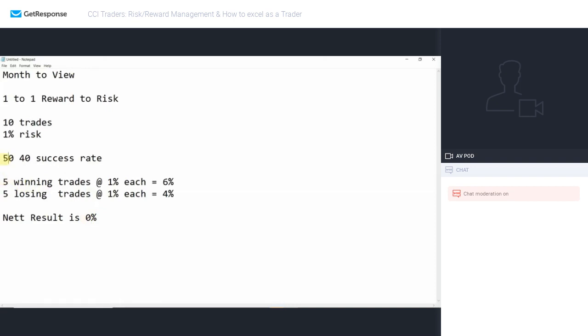to 50-50, but we'll increase the risk per trade to 5. So 5 winning trades at 5% each is 25%. 5 losing trades at 5% each, again 25%. So as long as you've got a success rate which is even, neutral, 50-50, whatever your risk is, you will always end up at 0 with a 1-to-1 reward to risk.